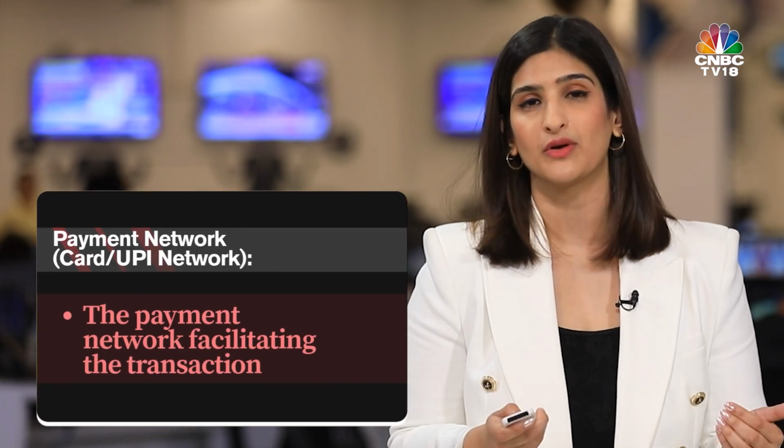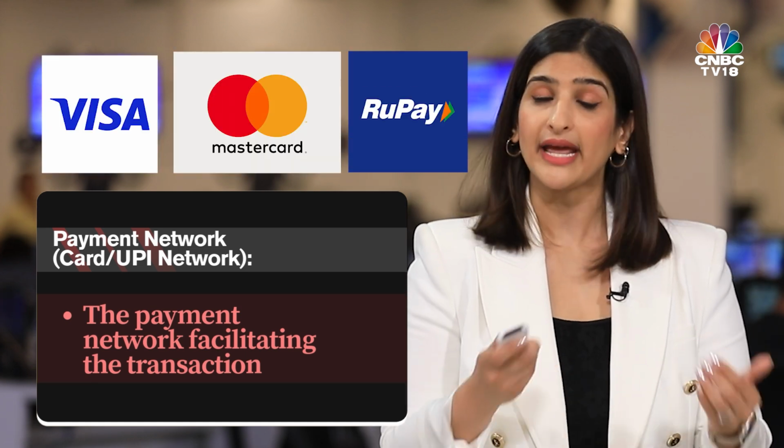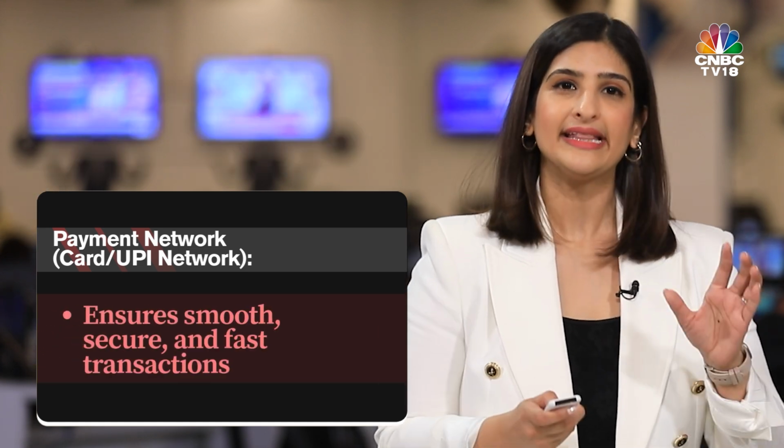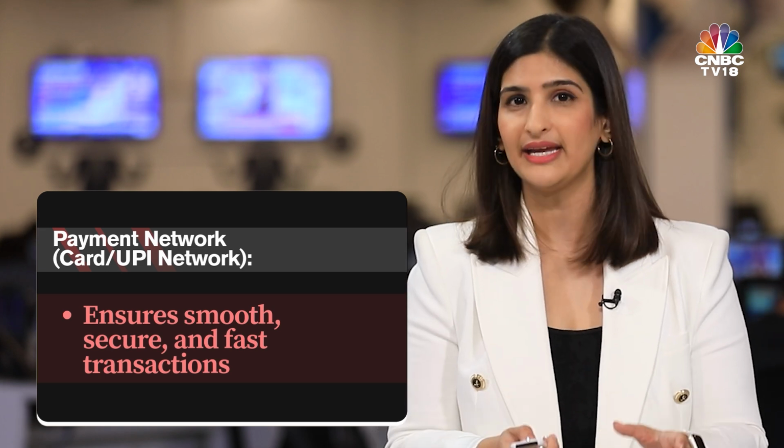And finally, we have the payment network or network provider, and these are companies like Visa, MasterCard, RuPay, or NPCI, which runs UPI. They make sure that your payment moves from your bank to the merchant's bank quickly, and it does so securely. Now let's make it even clearer with a very quick example.